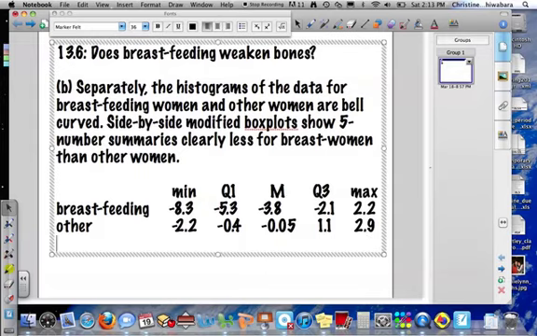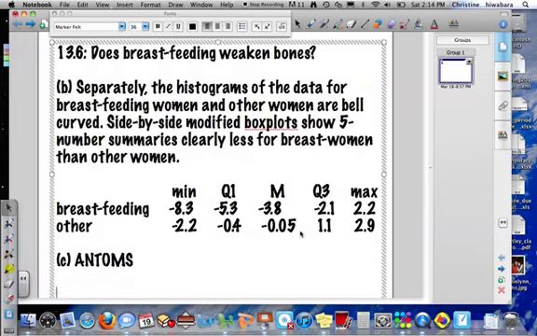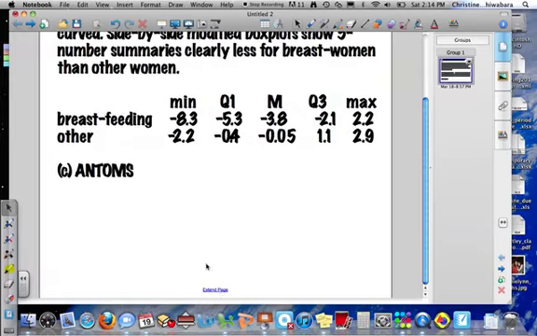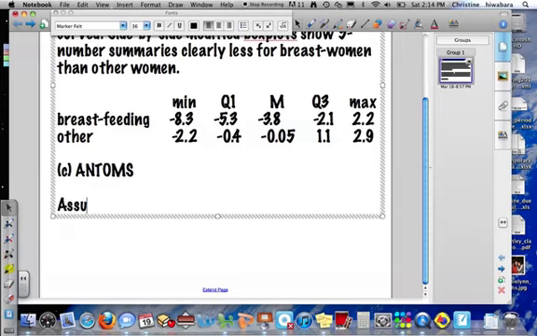Okay. So the last question for part C is asking, can we conclude that breastfeeding causes a mother's bones to weaken? So this is going to be the rest of PHANTOMS, which is ANTOMS, because we did pH in part A. Okay, and the conditions are going to be the next part. So we would have to assume that both samples of women are SRSs.